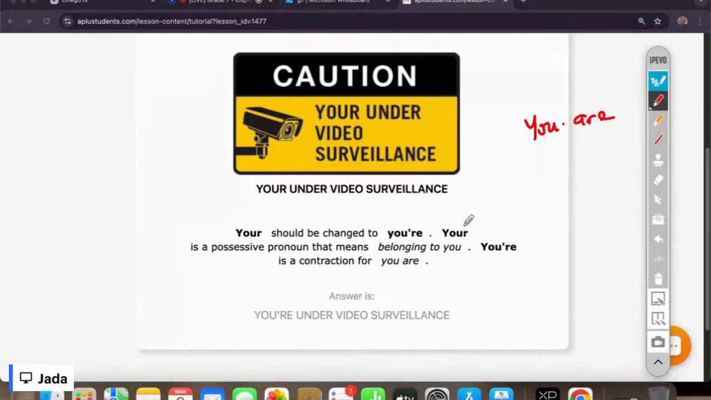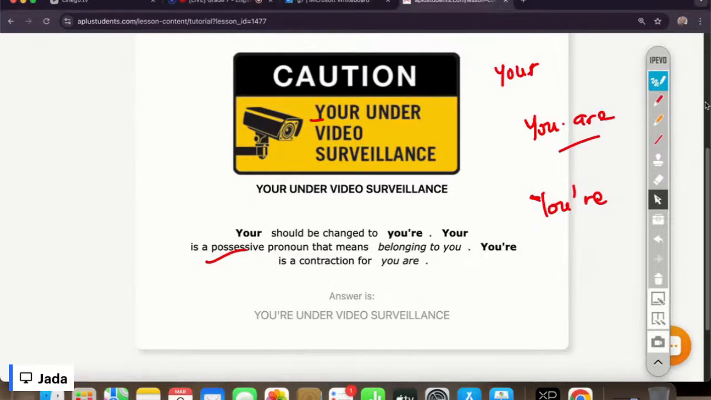Okay, so your is a possessive pronoun that means belonging to you, and you're is a contraction for you are. So this is the full form, and then you just make it contracted to you're. So instead of saying your under surveillance, you're supposed to say you're, because you don't use your for that. Most people make this mistake when they want to say you're, they usually just say your, but your is actually wrong because it's a possessive pronoun.